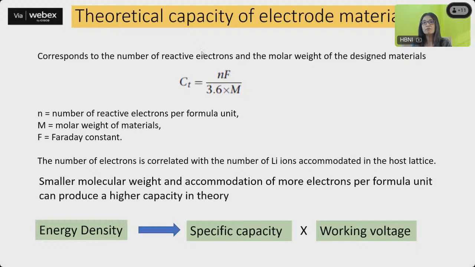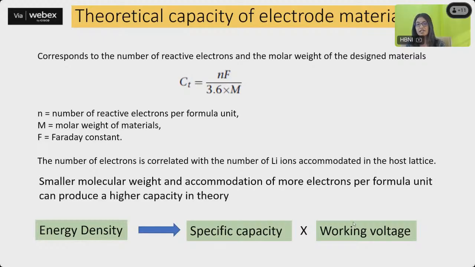So in case of lithium ion battery, this N is fixed. So that M factor, if you can have a lighter and lighter material, in that case, the capacity is going to increase. But the energy density, as I said, is a product of the specific capacity and the working voltage. Specific capacity is dependent on these two factors.